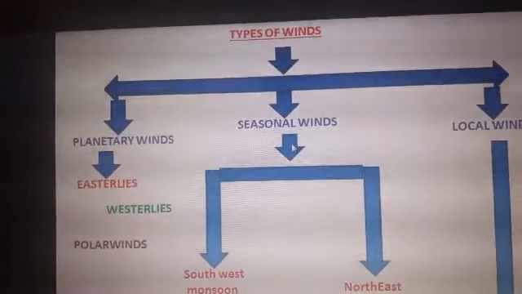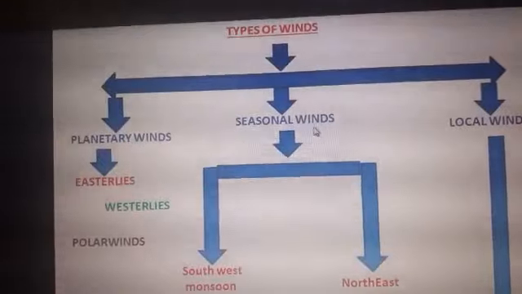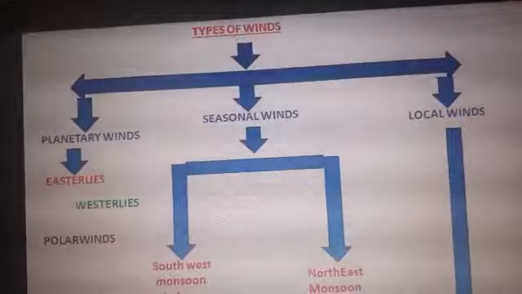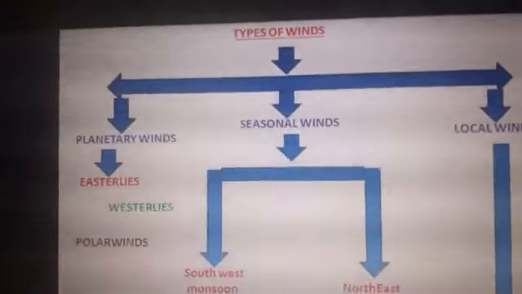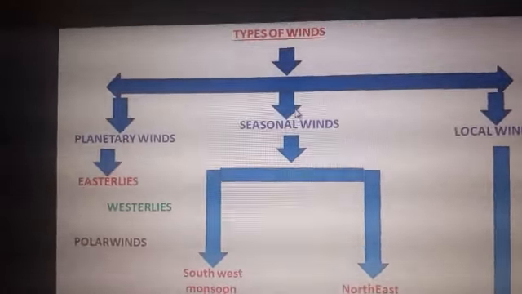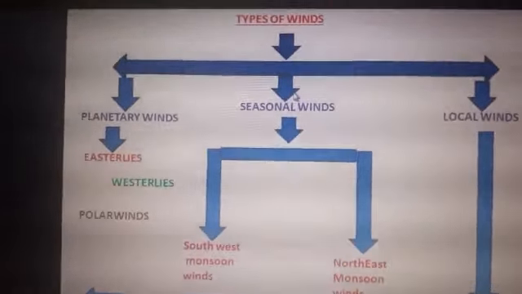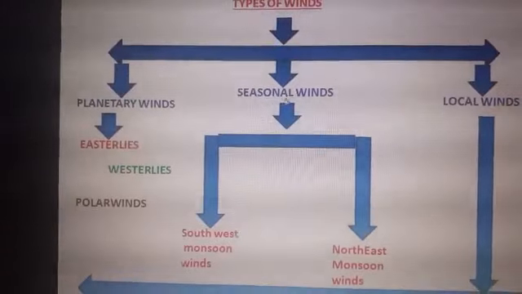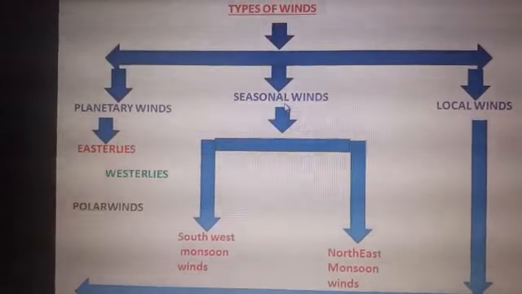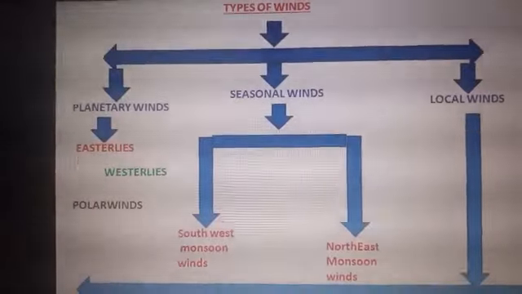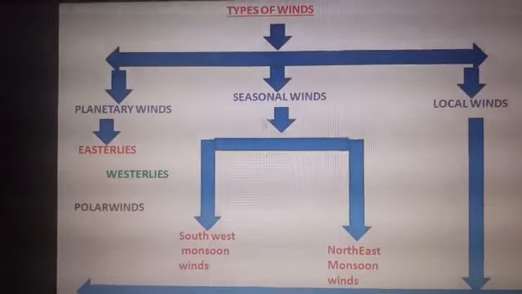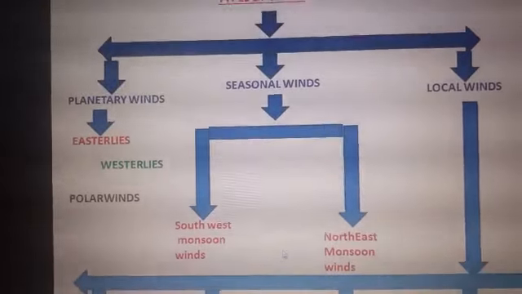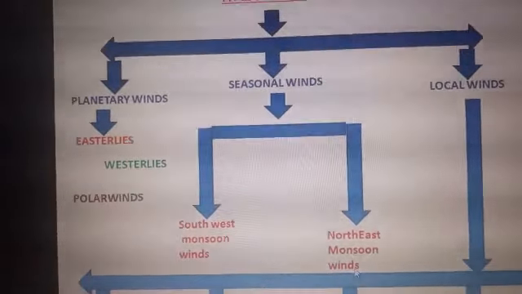Then the second type is seasonal winds. Now season means what? We get different seasons. Different seasons are there which we get due to the rotation and revolution of the earth. Now this gives rise to the different seasons on the earth. So seasonal winds are also known as the monsoon winds, means rains, monsoon winds. So seasonal winds are of two types: southwest monsoon winds and northeast monsoon winds.